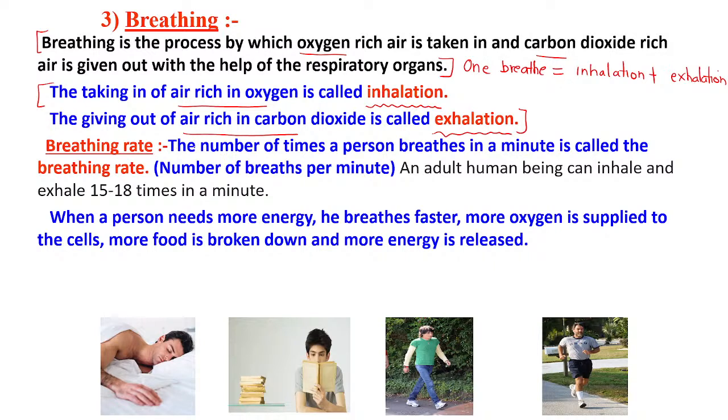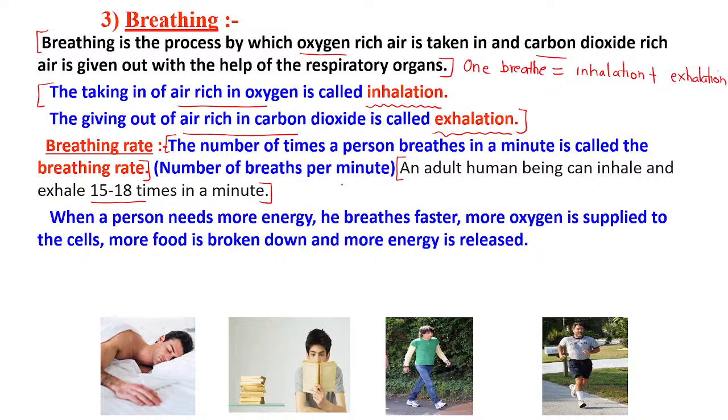The number of times that a person breathes in a minute is termed as breathing rate. You can pause the video and do this activity right now. You are going to find out how many times we breathe in a minute. One breath, I told you, is one inhalation plus exhalation. You can keep a timer for 1 minute and you can do it. On average, an adult human being inhales and exhales 15 to 18 times per minute.